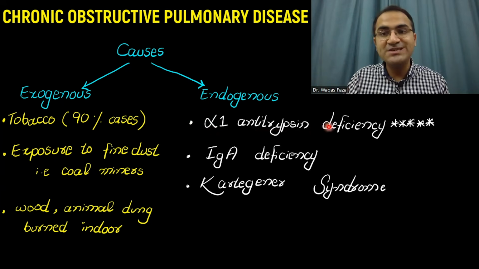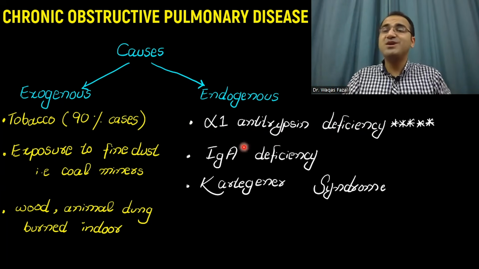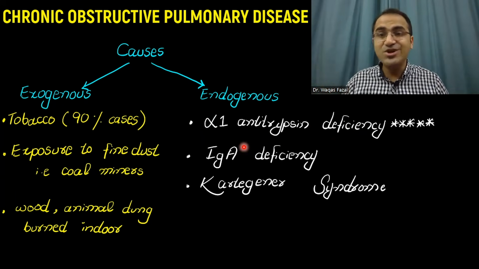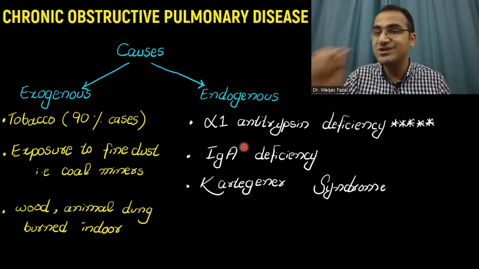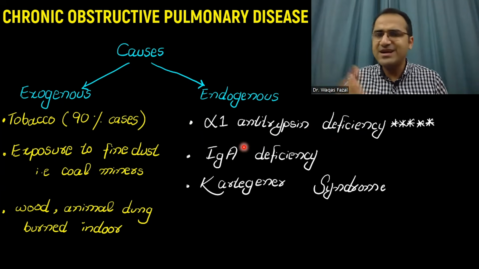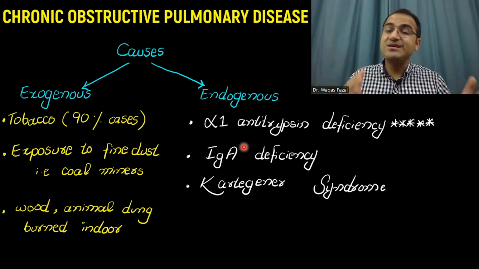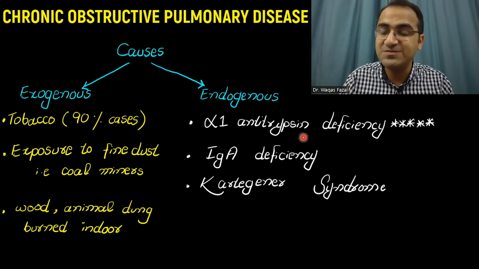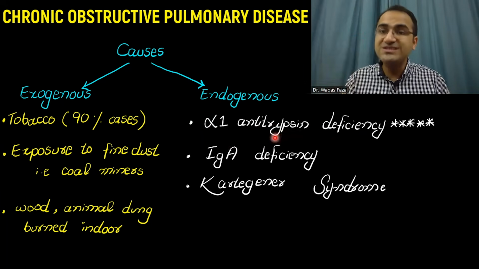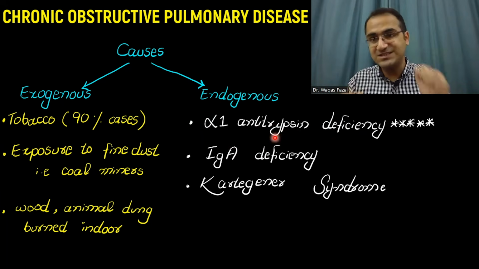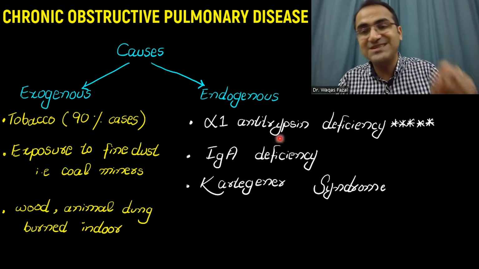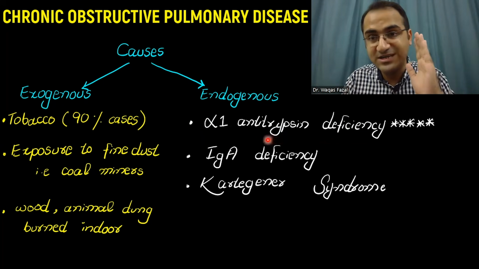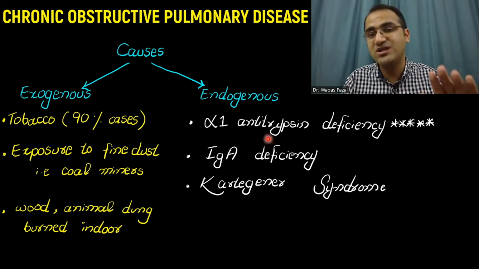In endogenous causes, alpha-1 antitrypsin deficiency is very important because many times young patients come to you in your clinic and they are having COPD. They are not smokers, they have not touched a cigarette throughout their life, and they are young and they have developed COPD. This alpha-1 antitrypsin deficiency must be a differential because alpha-1 antitrypsin is an enzyme that prevents destruction of the lungs by elastases. Now, if alpha-1 antitrypsin is deficient, elastases are free to destroy the lungs. Therefore, if alpha-1 antitrypsin is deficient, elastase will destroy the lungs.